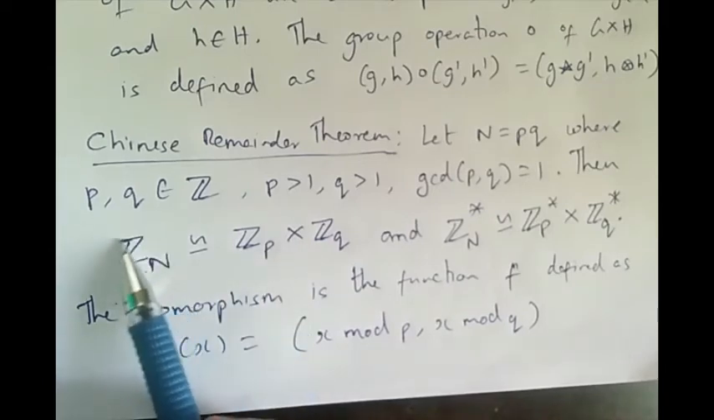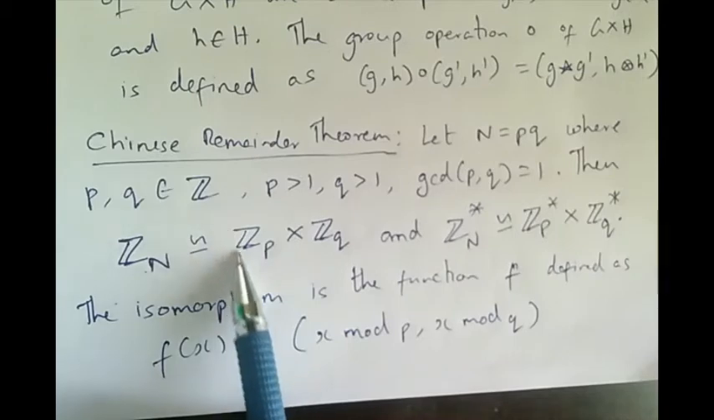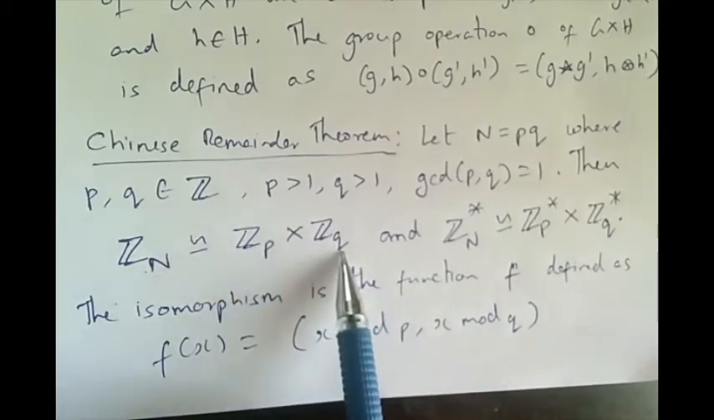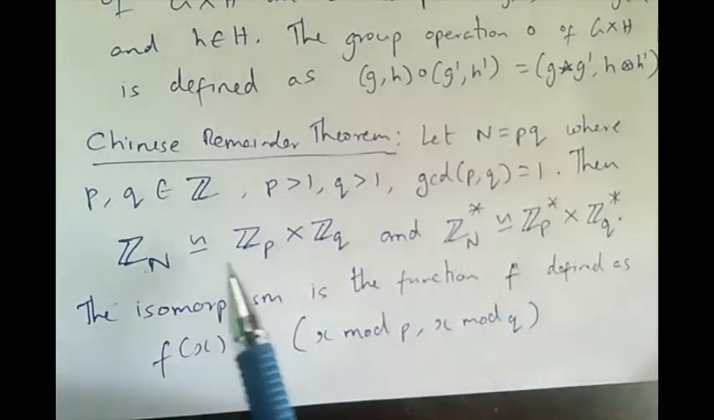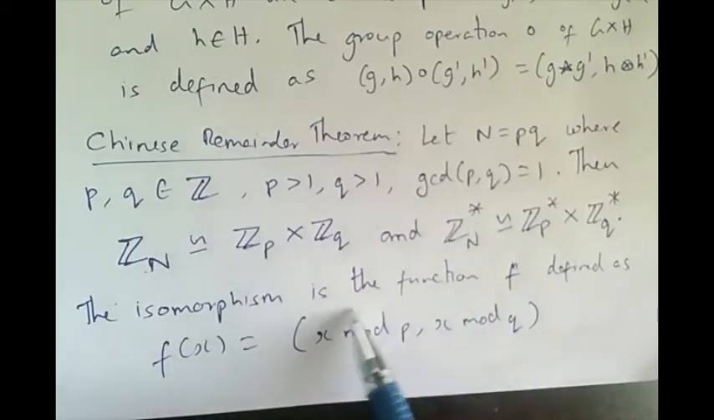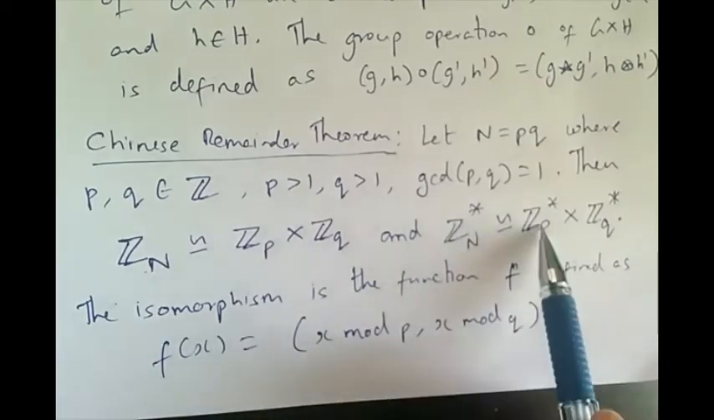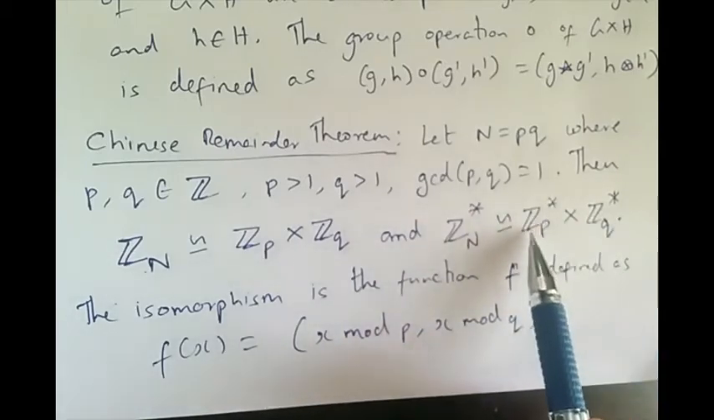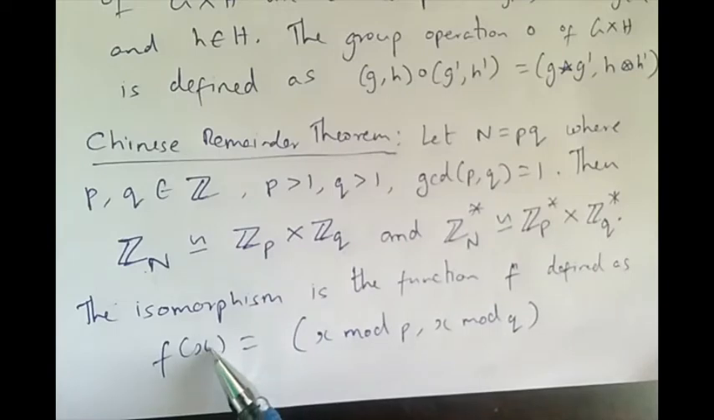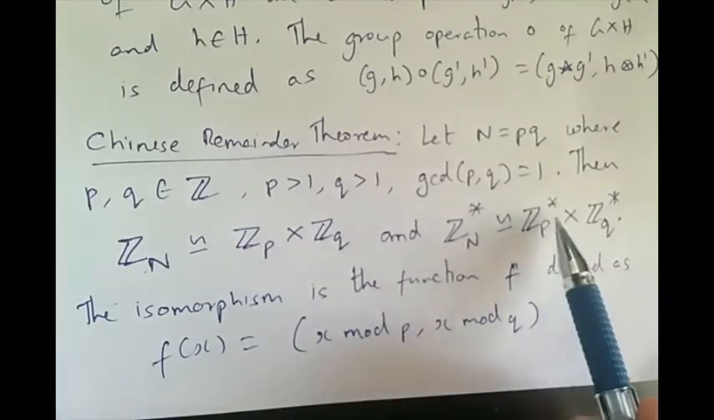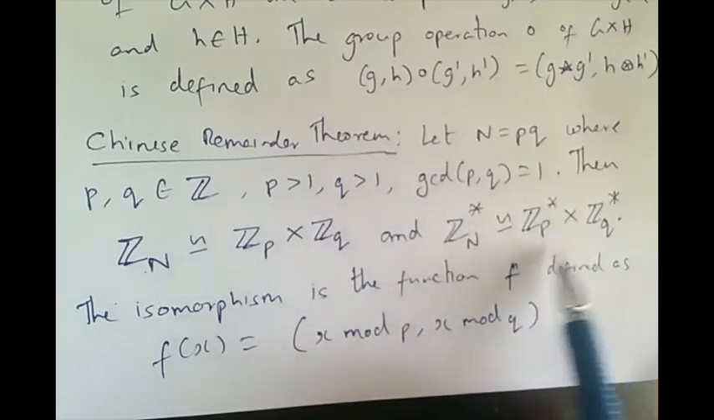1-to-1 means that if you take two distinct elements in Zn, the result of this mapping in this Zp cross Zq should also be distinct. Similarly, if I restrict the domain to Zn star, the result of this mapping should, first of all, fall in this codomain. It can't go outside Zp star. So I can't have an x which belongs to Zn star, and then when I take x mod p, it is an element which is outside Zp star. So it has to be in Zp star.